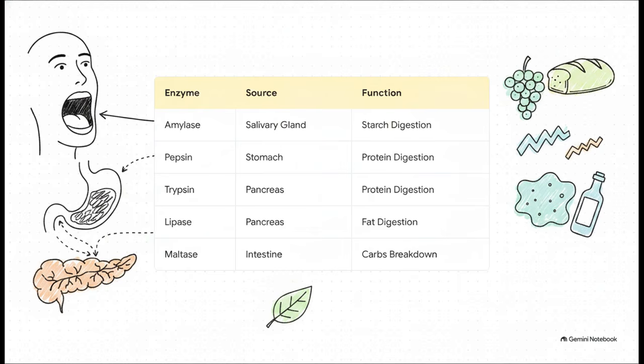But look at the pancreas. It is a true heavy hitter. While its endocrine side handles hormones like insulin and glucagon, its exocrine side is busy pumping out trypsin for proteins and lipase for fats right into the small intestine. And lastly, the small intestine itself secretes enzymes like maltase and lactase to finish breaking down carbohydrates. Definitely keep this breakdown handy when you're revising.